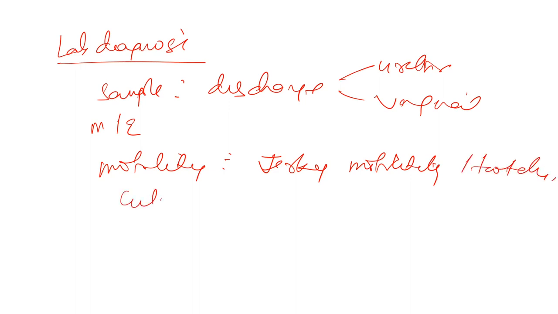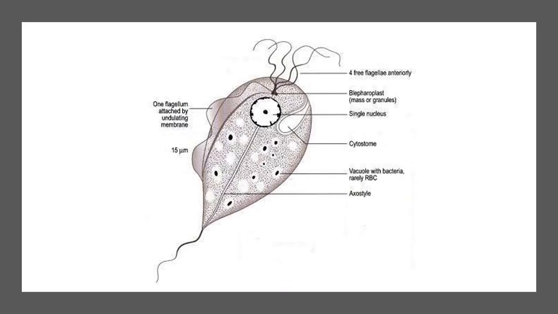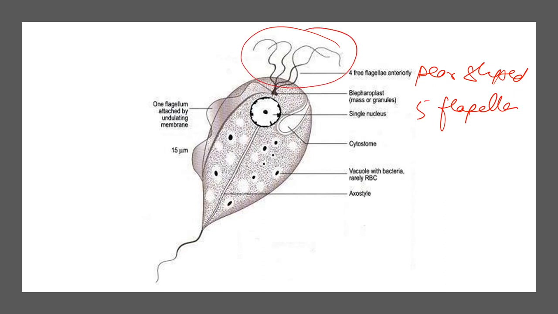Now the culture media. Culture media is Lash cysteine hydrolysate serum, and this test is known as LCHS test. We can do antigen antibody, that is ELISA test. Now let's see the morphology. This is the Trichomonas, you can see here. It is also pear shaped, but in this we have 5 flagella, 4 here and 1 behind. 4 plus 1, 4 anterior and 1 posterior, total 5 flagella are there.